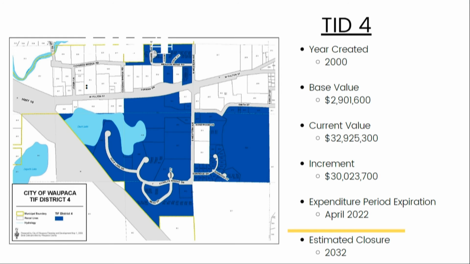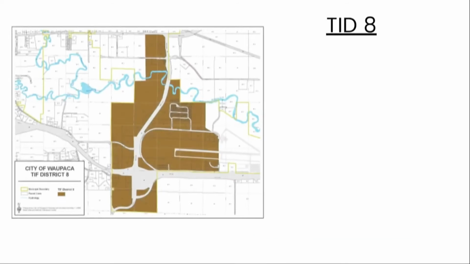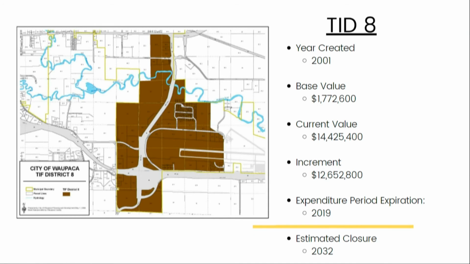Estimated closure for TID 4, as it is a donor for TID 8, is 2032. TID 8, year created 2001, base value of 1.7 million at the time, current value of 14.4 million. It's an increment of 12.6 million. Expenditure period expiration was 2019 for TID 8, and the estimated closure is 2032. Again, they're going to work together. So if TID 8 closes, let's say somehow in 2030, TID 4 would close in 2030 as well.